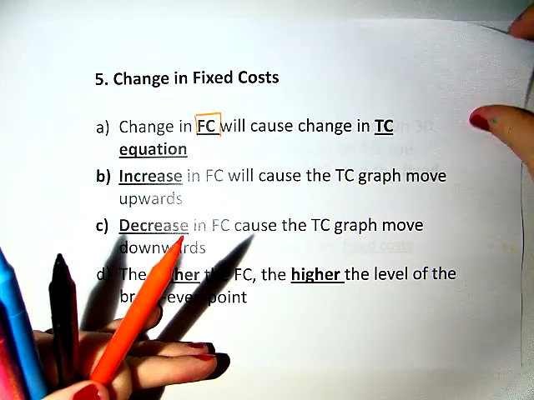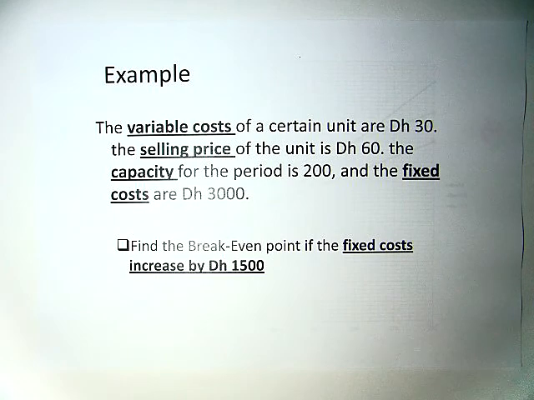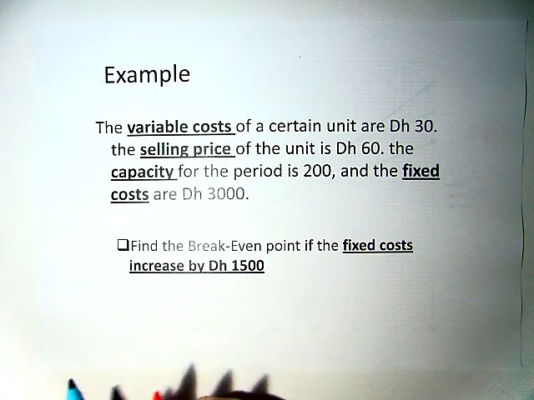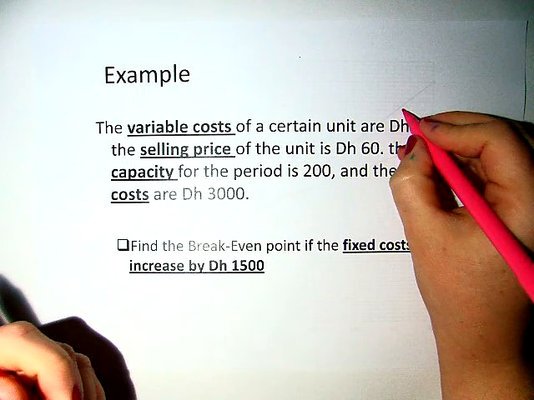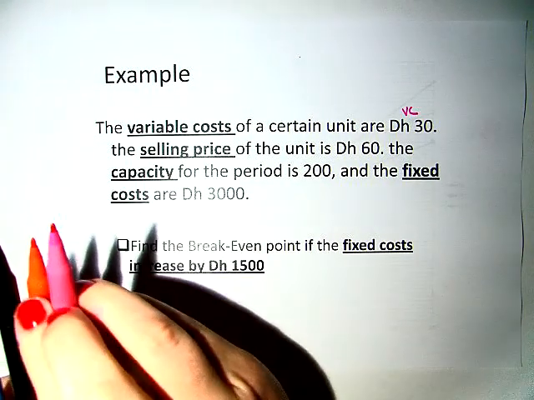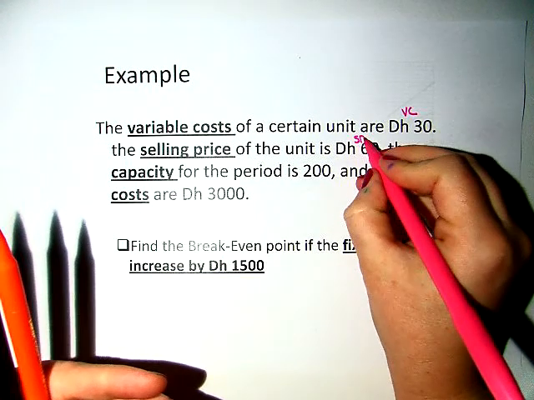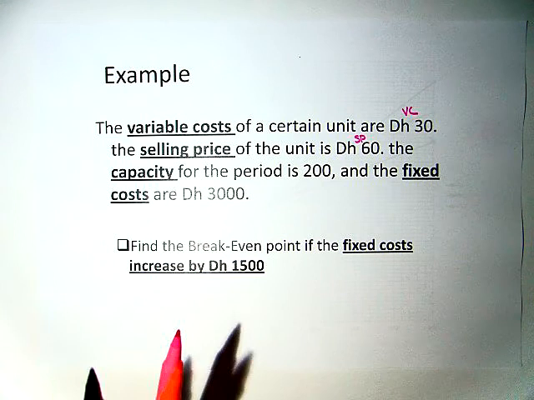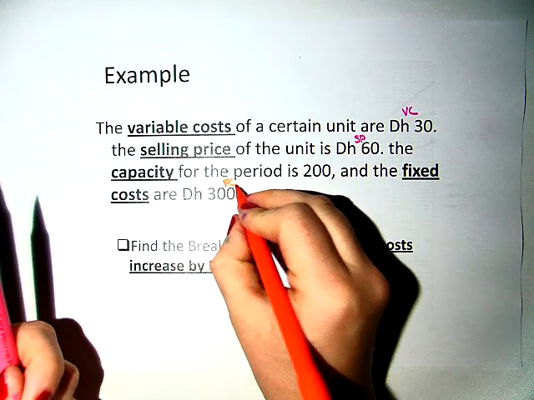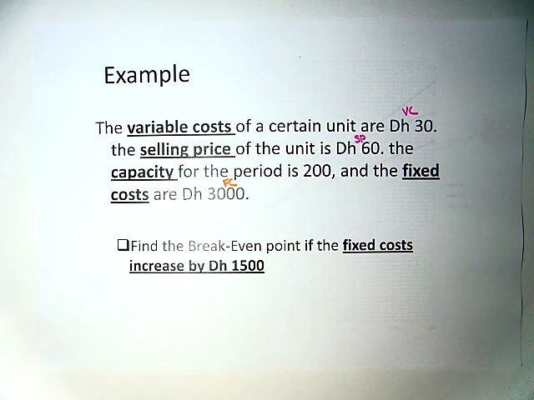So let's go ahead and look at the equation. The variable costs of a certain unit are 30 dirhams. The selling price of the unit is 60 dirhams. The capacity is 200 and the fixed costs are 3,000. So find the break-even point if the fixed costs increase by 1,500 dirhams.